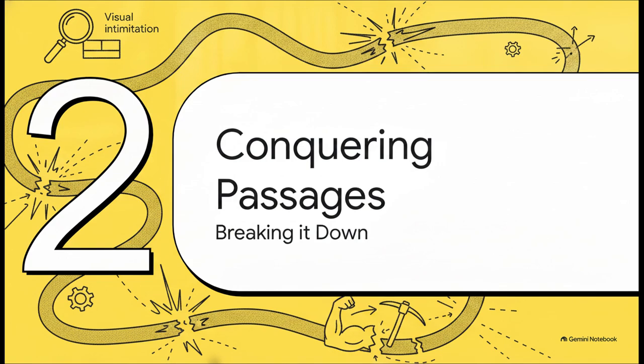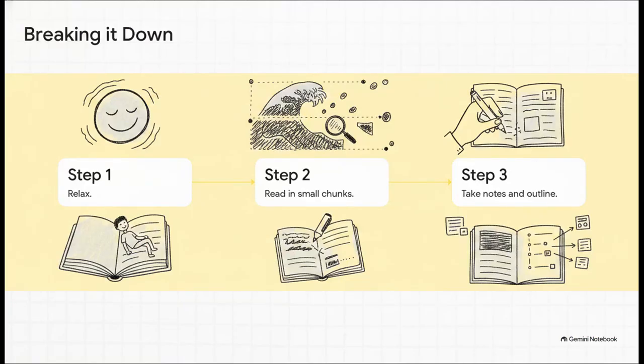Moving on to Section 2. Conquering the long passage. When you see a huge essay staring back at you, cognitive overload is a very real threat. But here is the physical game plan to beat it. Step 1. Just relax. You already have the tools. Step 2. Read in small chunks. Seriously, do not try to swallow the ocean here. Read a paragraph, maybe even just 2 sentences, and then stop. Step 3. Take notes or make a tiny outline as you go. By actively marking up the text, you're taking the heavy lifting off your short-term memory and putting it right onto the paper. Digest it in bites, and the whole thing goes down easy.